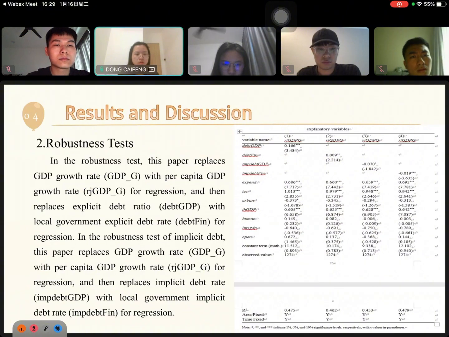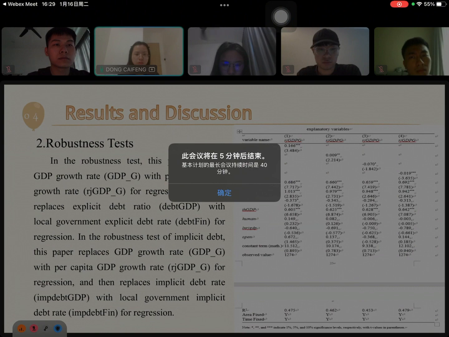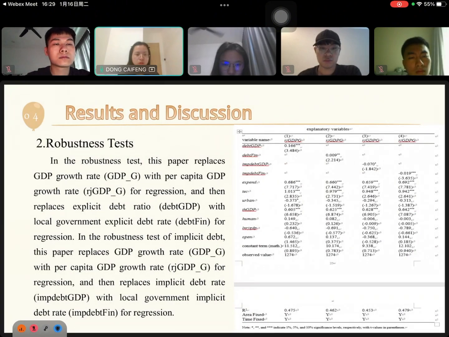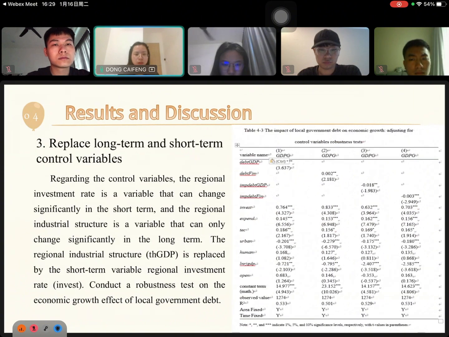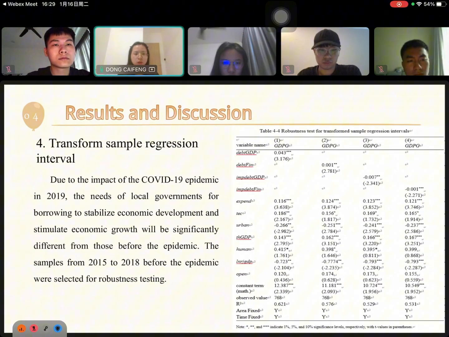Then we do the robustness tests. In this robustness test, this paper replaces GDP growth rate with per capita GDP growth rate for regression, and then replaces the explicit debt ratio with the local government explicit debt ratio for regression. Then we also replace long-term and short-term control variables and transform the sample regression interval. We can see the result in this picture.